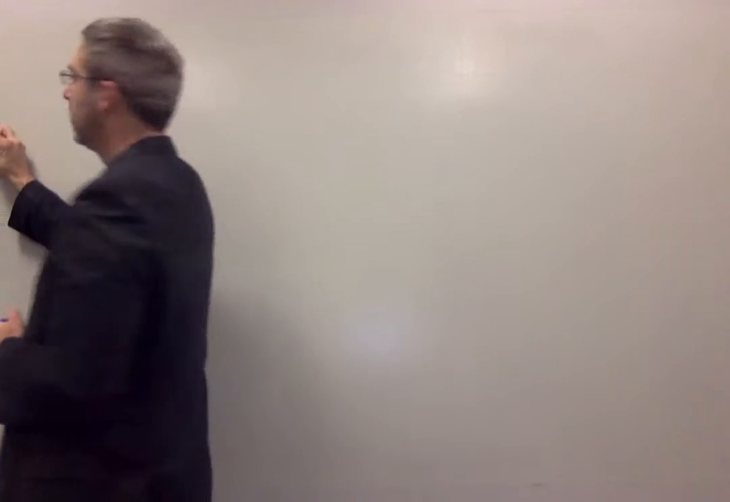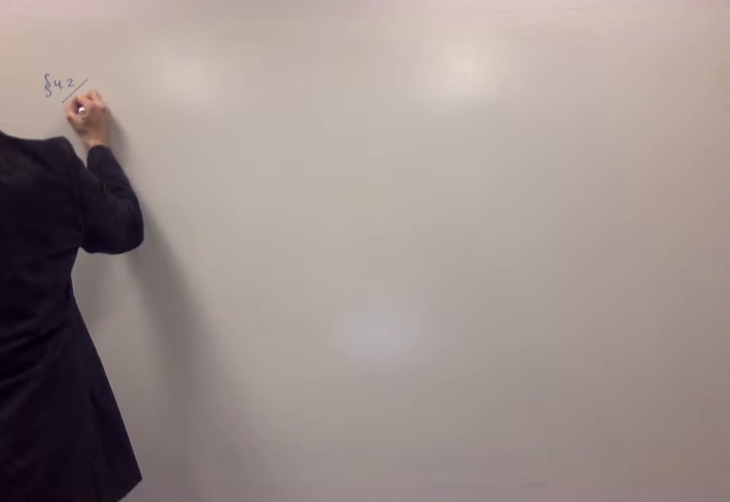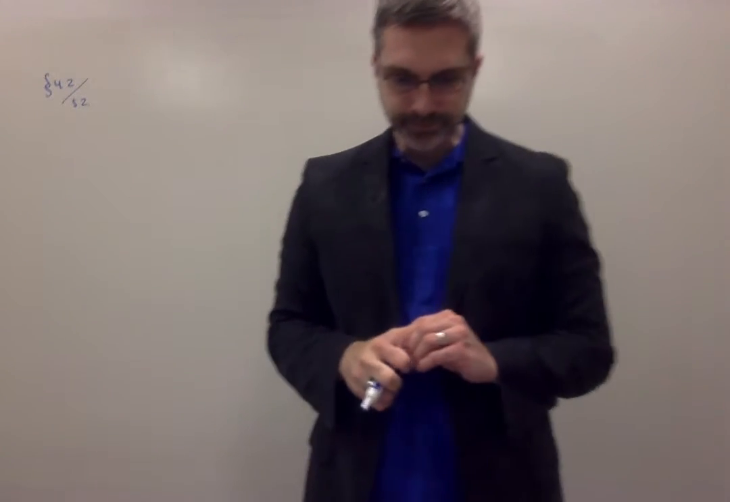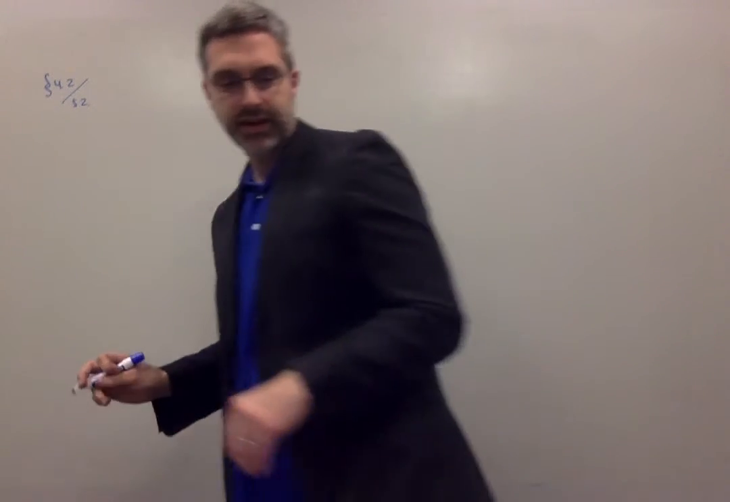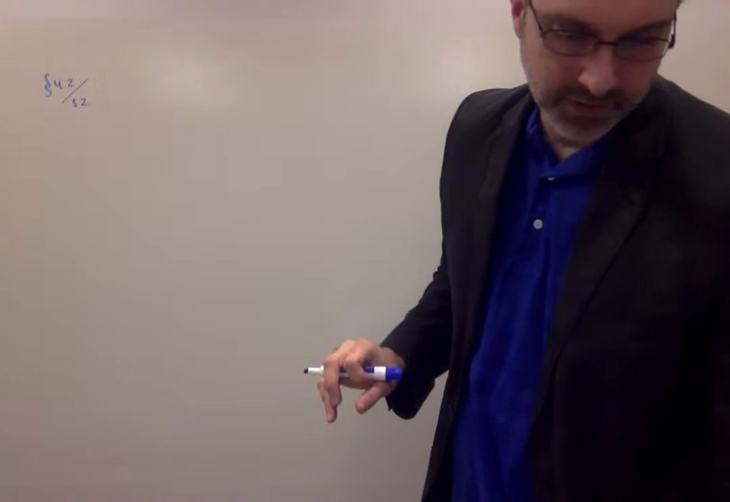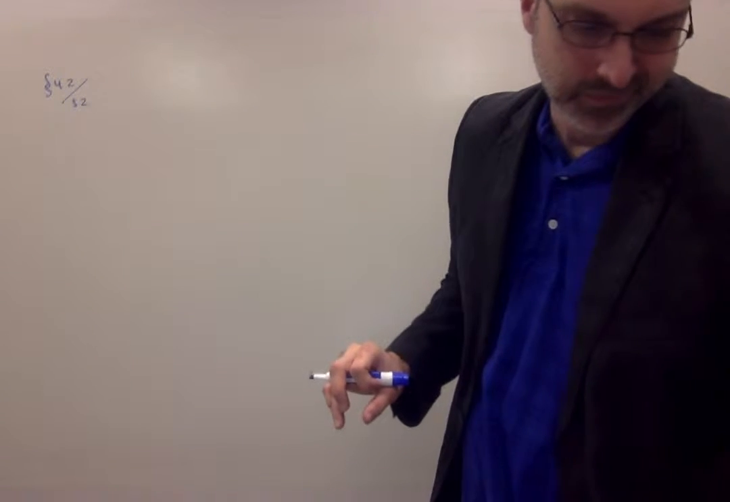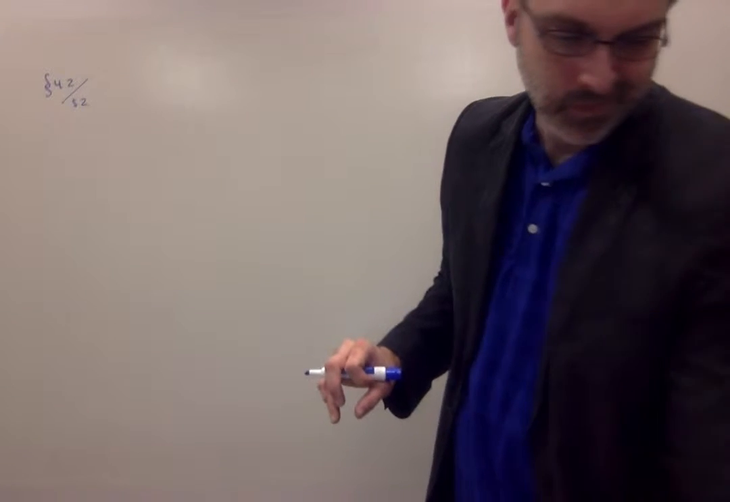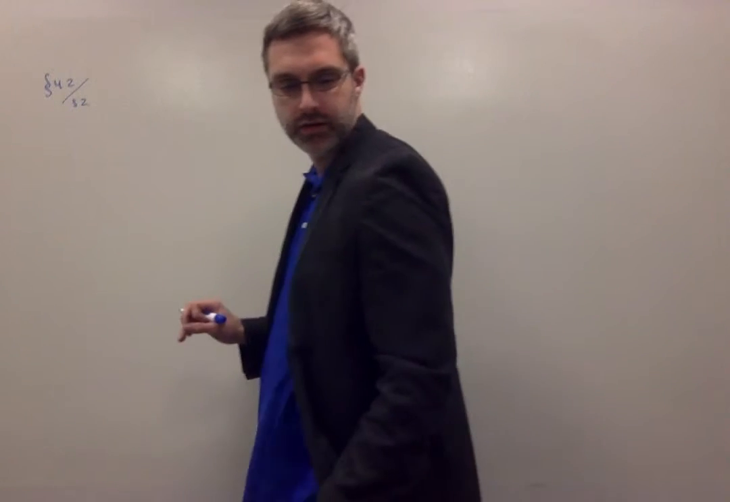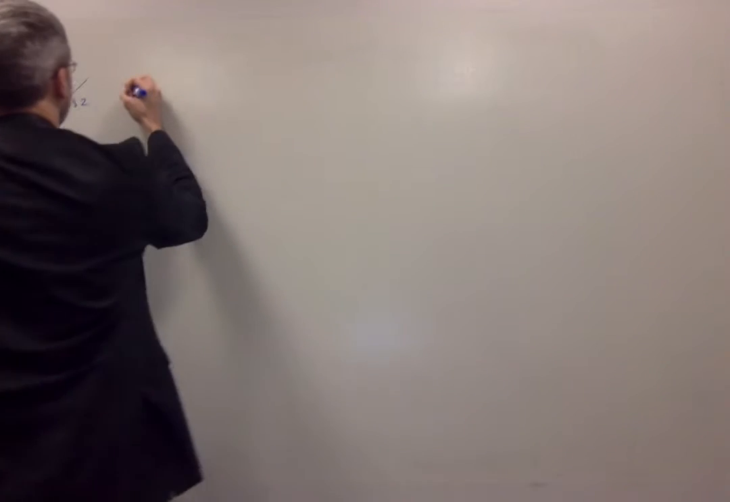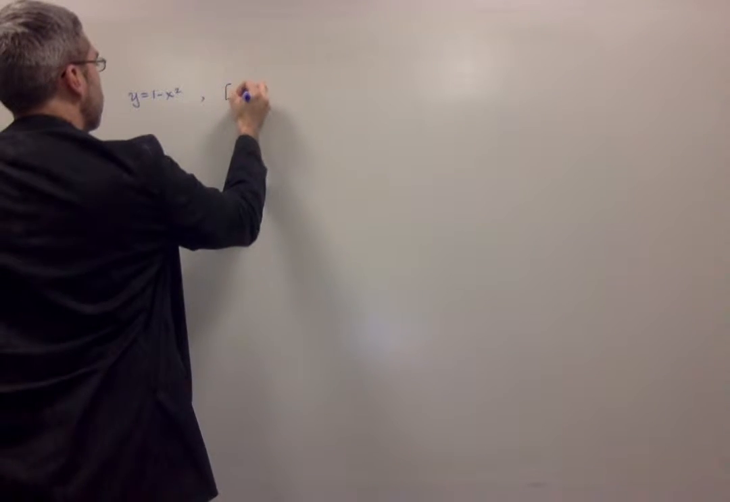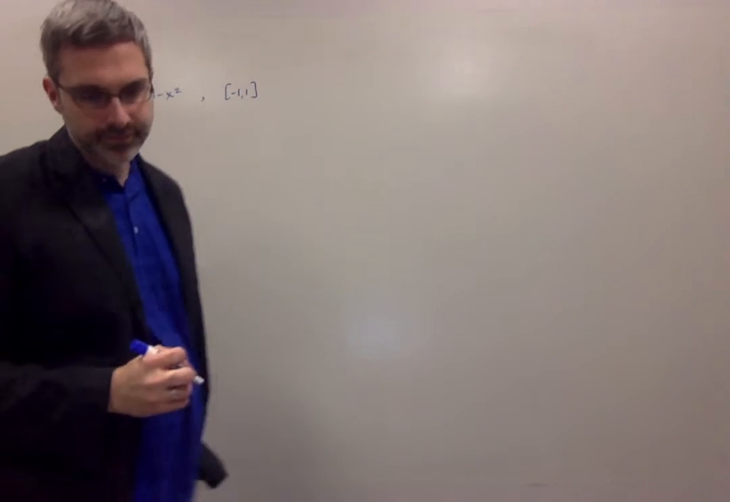Section 4.2, number 52. Okay. Let me just check and make sure, because it would be really bad if I did the wrong problem here. All right, so y equals 1 minus x squared, and we're from -1 to 1.